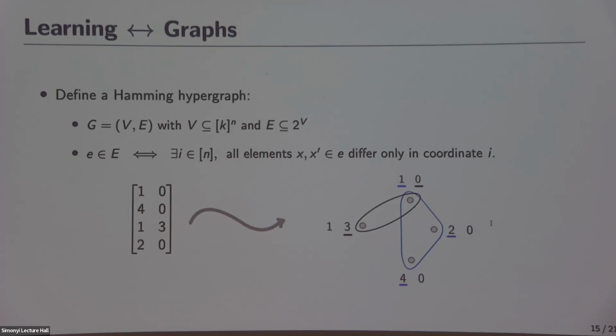And there's an edge or hyperedge connecting several nodes if they differ in exactly one coordinate i, if there's a coordinate i on which they differ. For example, the blue hyperedge connects all these three nodes because they disagree on the leftmost blue coordinate. Okay, so why is this useful?